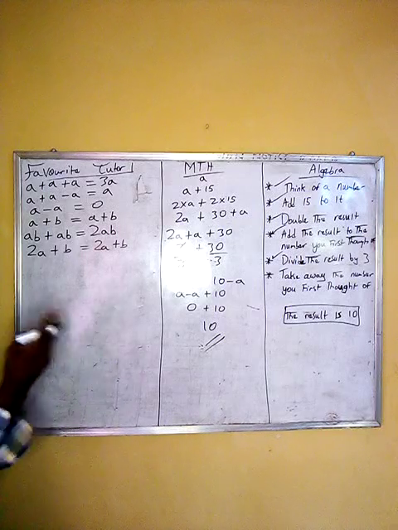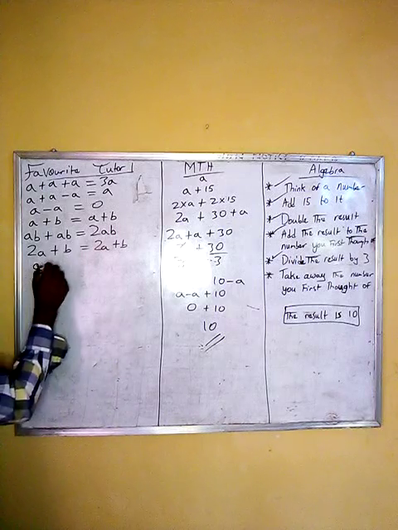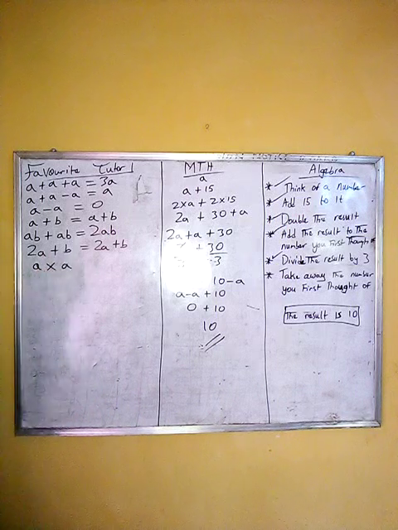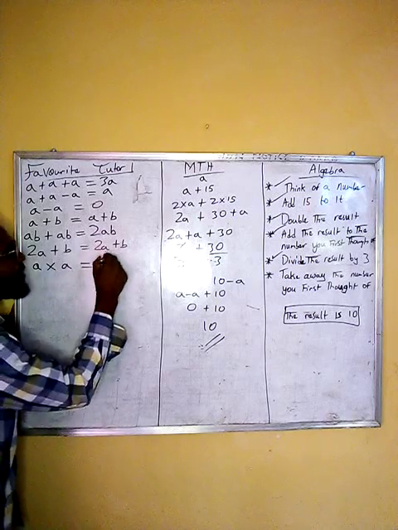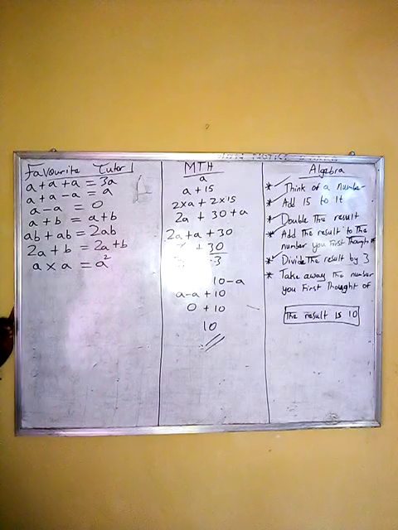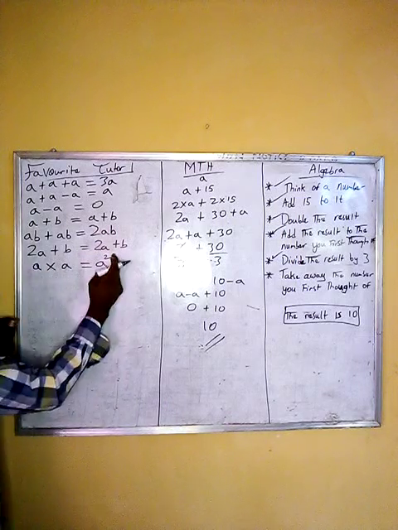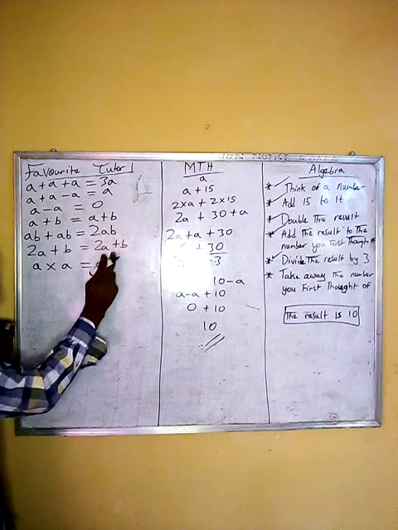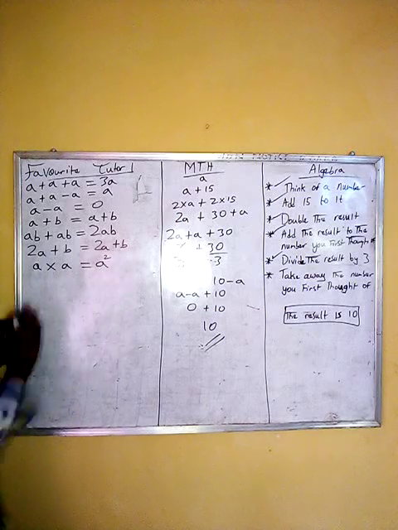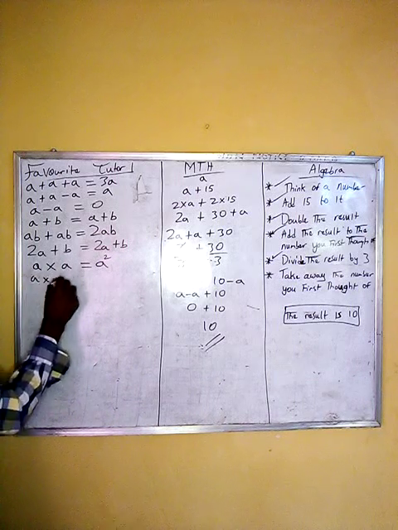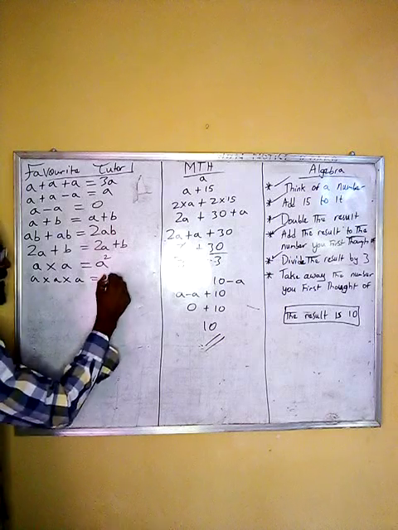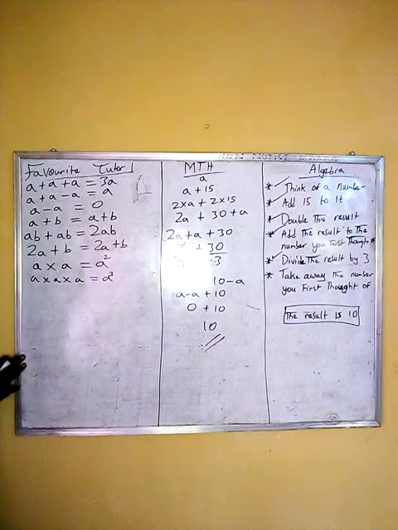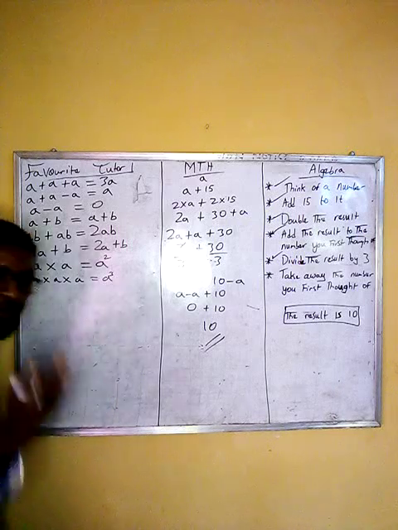Okay, let's go to multiplication. A times A. What do you think? This is equal to A raised to the power of 2. In multiplication, you add the powers, which are the exponents. So that's why we have it like this. So if I say A times A times A, this is A raised to the power of 3. Is that clear?